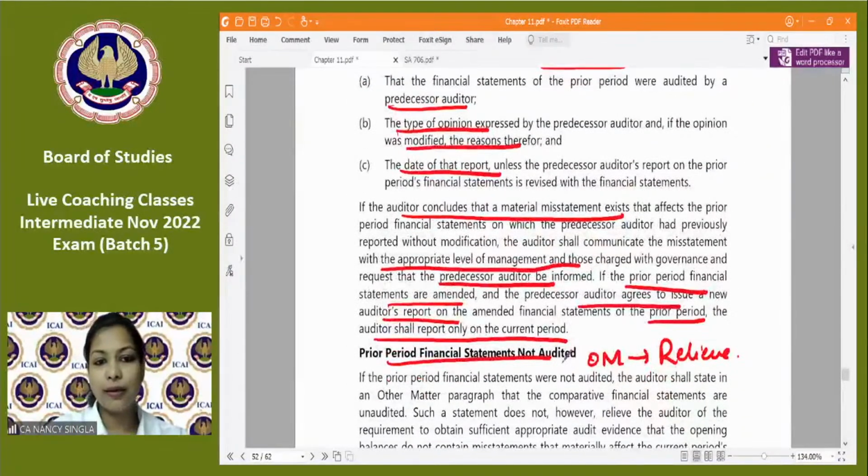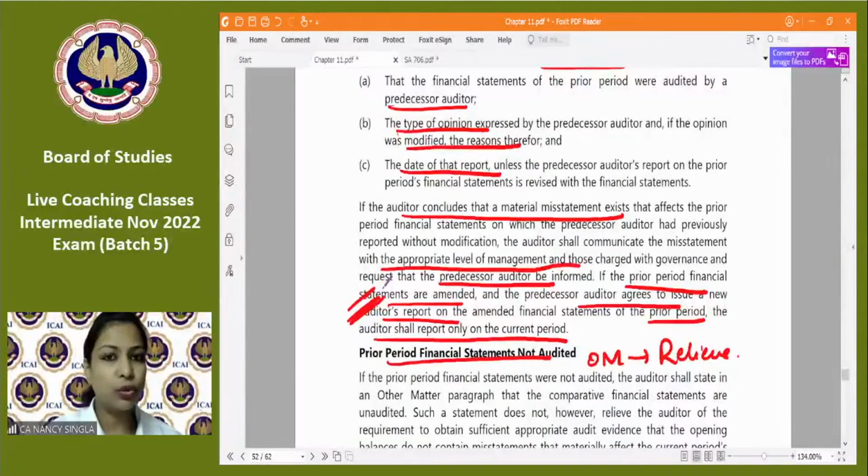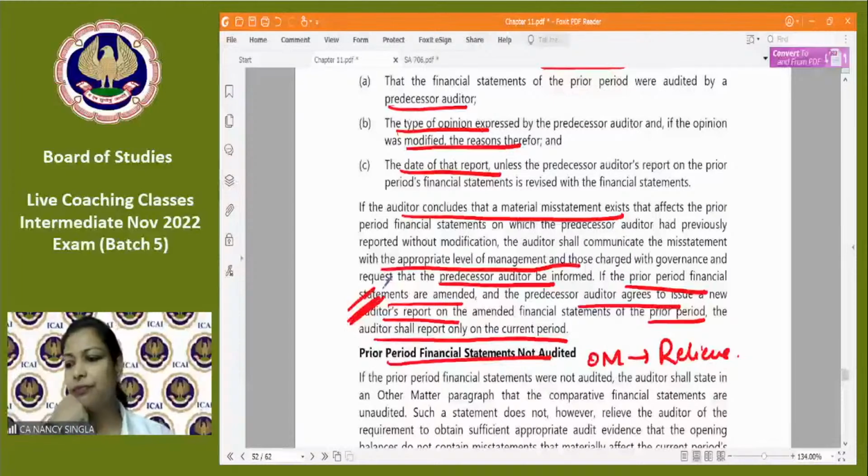The amended report is of the predecessor auditor. The predecessor auditor had given an unmodified opinion, and you find that there is a material misstatement, so tell those charged with governance and request them to please inform the predecessor auditor. Management, those charged with governance as well as the predecessor auditor agree to amend the financial statements and audit report respectively. So quickly send in your replies. Hiral, is it clear?